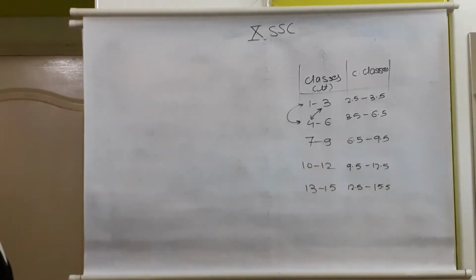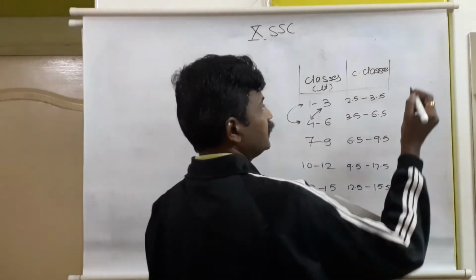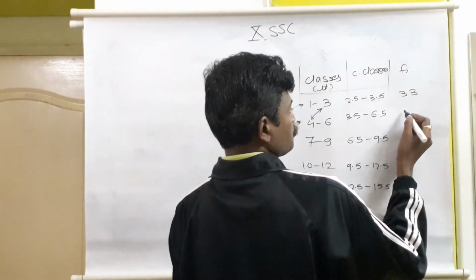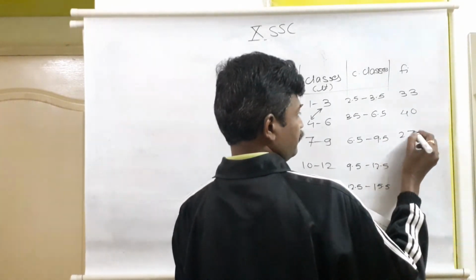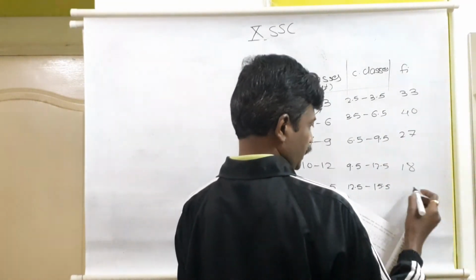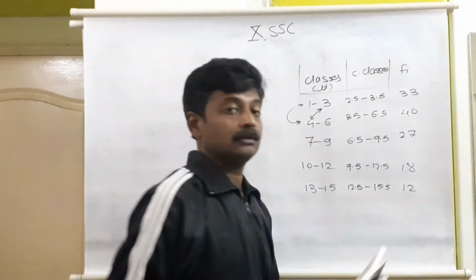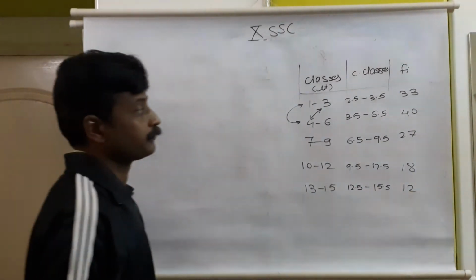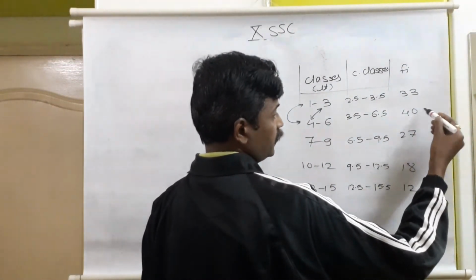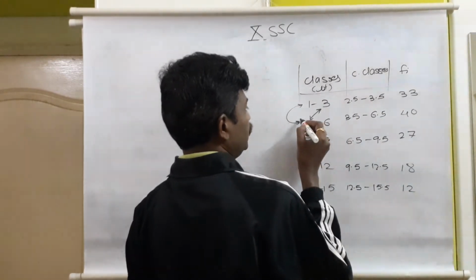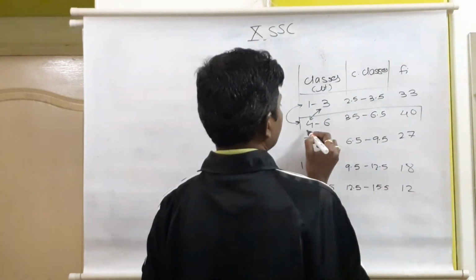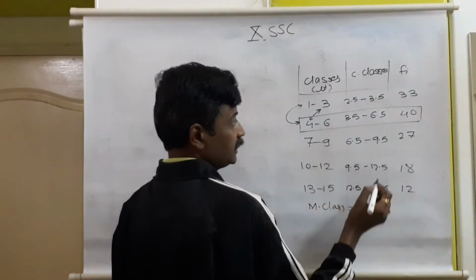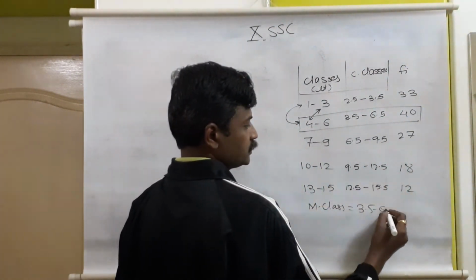Now the frequencies. The given frequencies are the number of vehicles, the third column. Here 33, then 40 vehicles, 27, 18, and then 12. Now the modal class. To find the modal class, we look for the maximum frequency. Yes, 40 is the maximum frequency, so this class is the modal class. The modal class is 3.5 to 6.5.